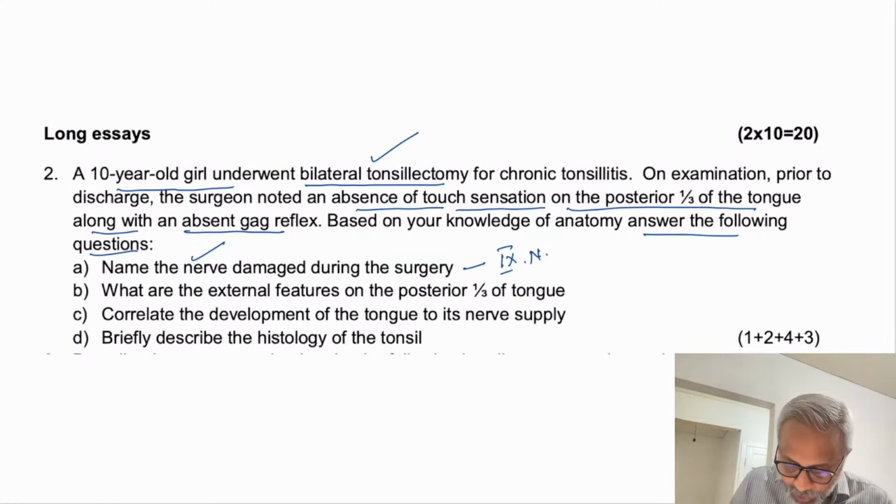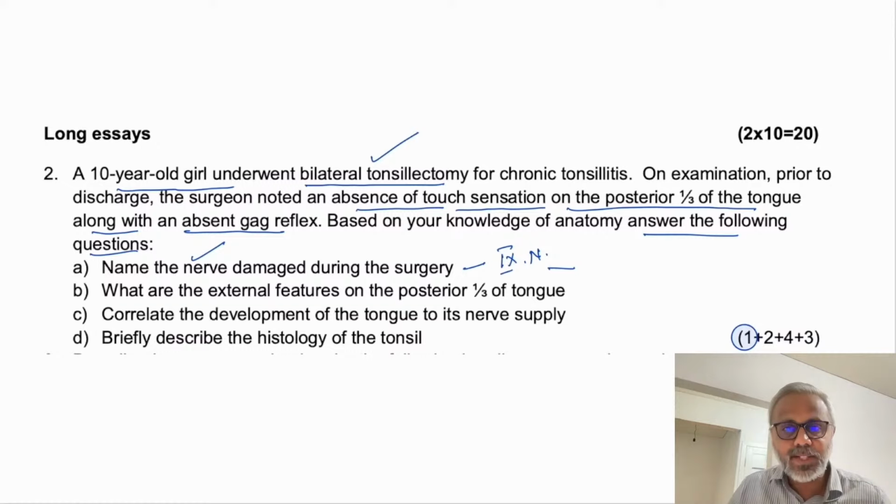Then, what are the external features of the posterior one-third of the tongue? See, there was only one question for 1 mark on the glossopharyngeal nerve. So if you had started writing about the glossopharyngeal nerve throughout, not reading all the questions, you would be at a loss. So for writing glossopharyngeal nerve, you will get only 1 mark. You will not get anything else if you try to describe the glossopharyngeal nerve in detail.